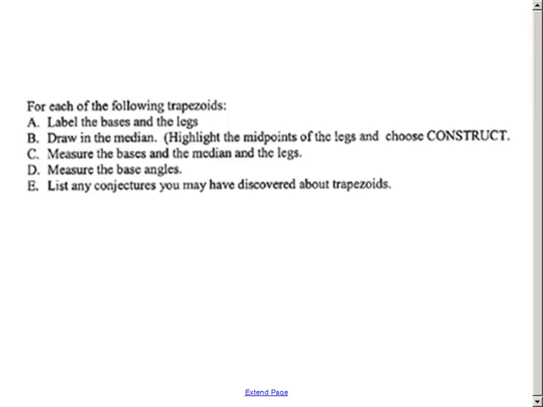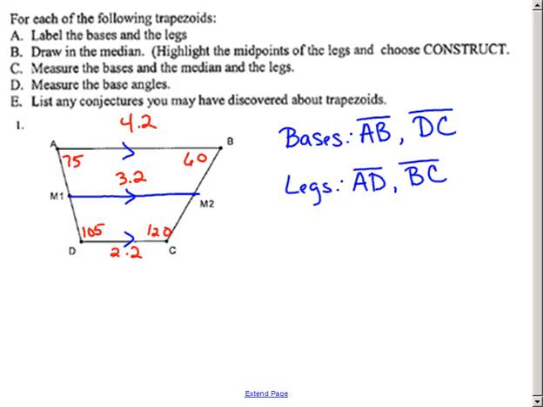Let's take a look at the results of our measurements and see if we can come up with any conjectures about these trapezoids. For our figure 1, our bases are segment AB and DC. Our legs are segments AD and BC. As you can see with our measurements, we have lengths for the bases being 4.2 and 2.2, and our median is 3.2. Our angles for A is 75, B is 60, C is 120, D is 105.